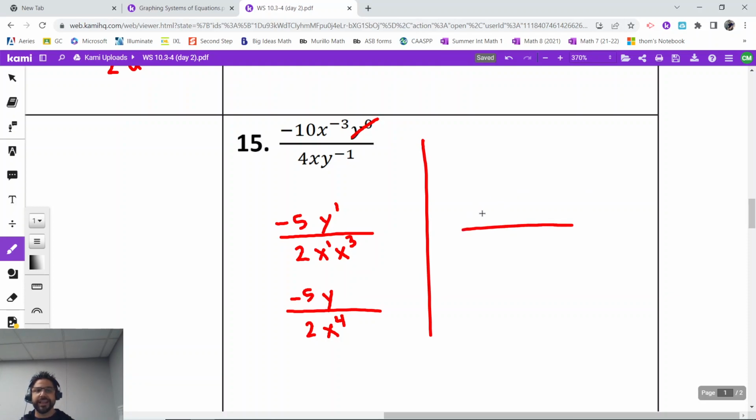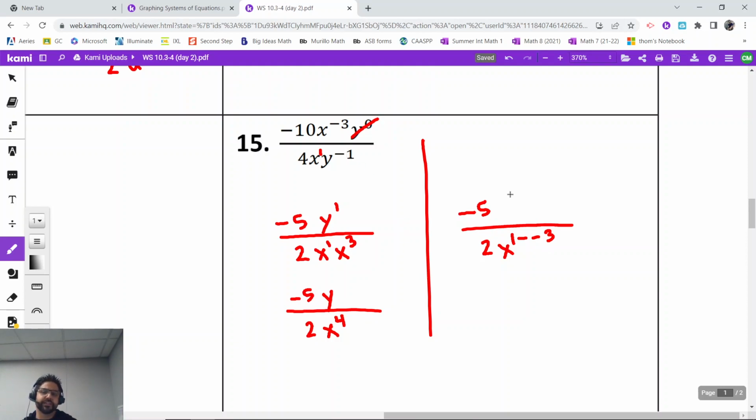Now remember, it's still going to be negative 5 over 2 because the coefficients behave like normal. But for your x's, you have the larger exponent at the denominator. So you would show 1 subtract, and you're going to subtract the smaller exponent, which is the negative 3. Notice how that is now going to become addition, which is how we get our 4.